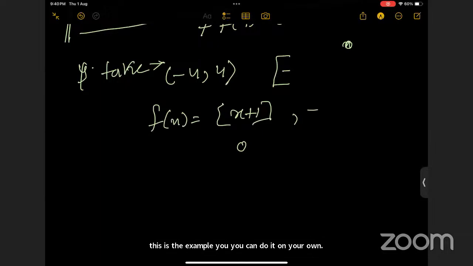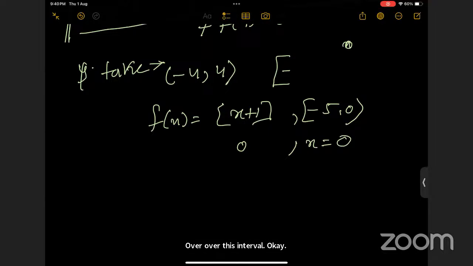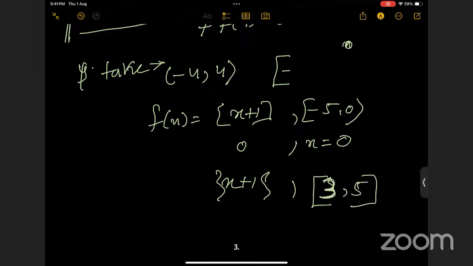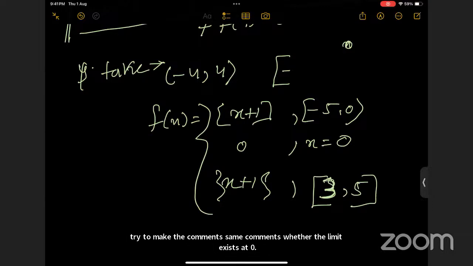Suppose from -5 to 0 over this interval, at x equals 0, and suppose we are taking the same type of example from 3 to 5. Suppose this is our function. Then try to solve it. Make the same comments: whether the limit exists at 0, the number of points of discontinuity.